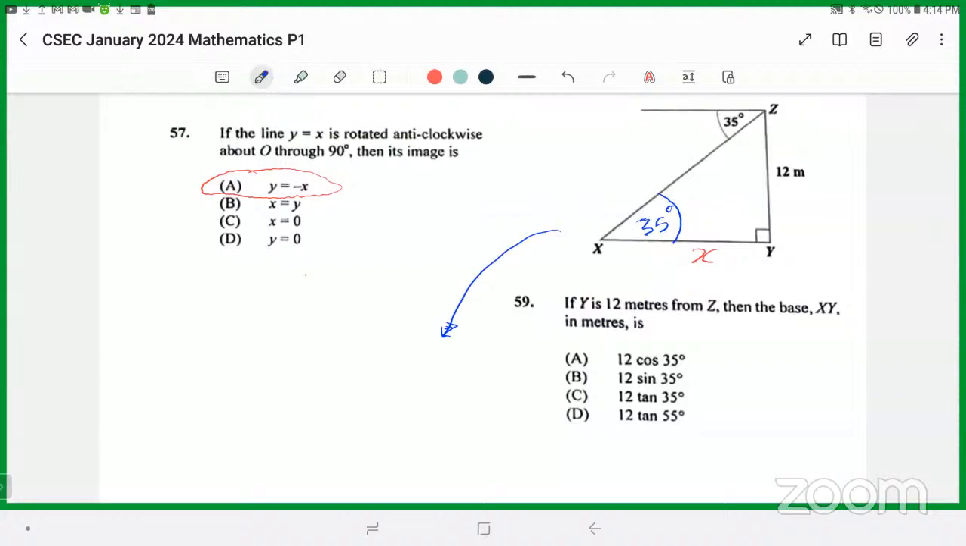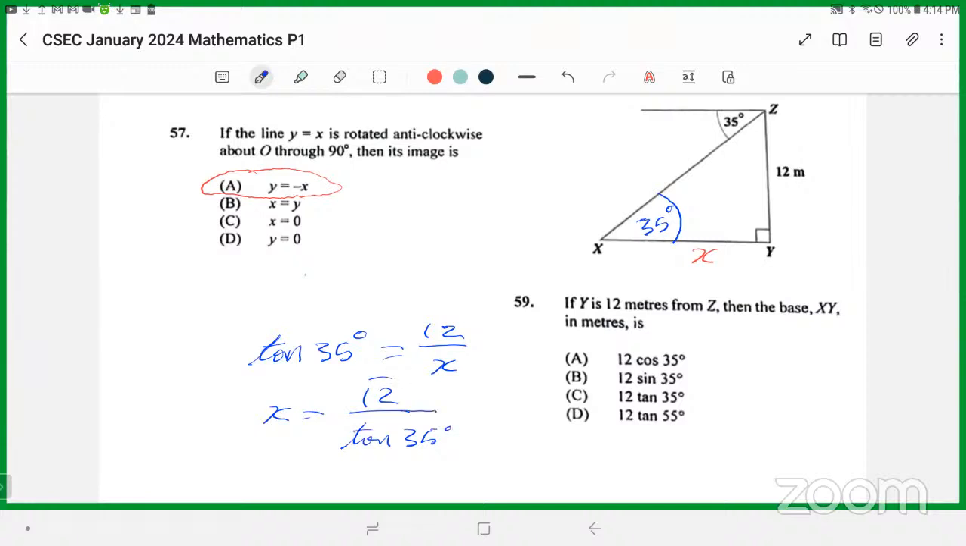We can basically say then the tan of 35 degrees is equal to the opposite side, which is 12, over the adjacent side, which we want, which is x. Opposite over adjacent. So to find x, we multiply by x and divide by tan 35. So we get x equals 12 over the tan of 35 degrees.